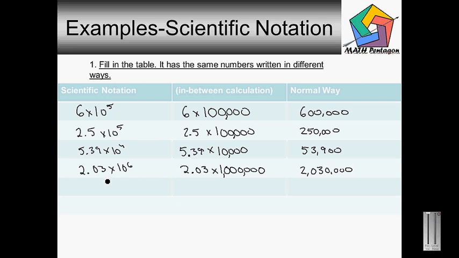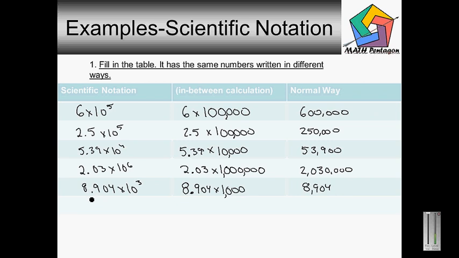Now let's say we have 8.904 times 10 to the 3rd power. Now, so we write it out like this in the in-between calculation. We have 8.904 times, we have 3 zeros plus the 1, so 1 and 3 zeros. So it'd be 8.904 times 1,000, which would give us 8,904 when we multiply it. So that would be the normal way.